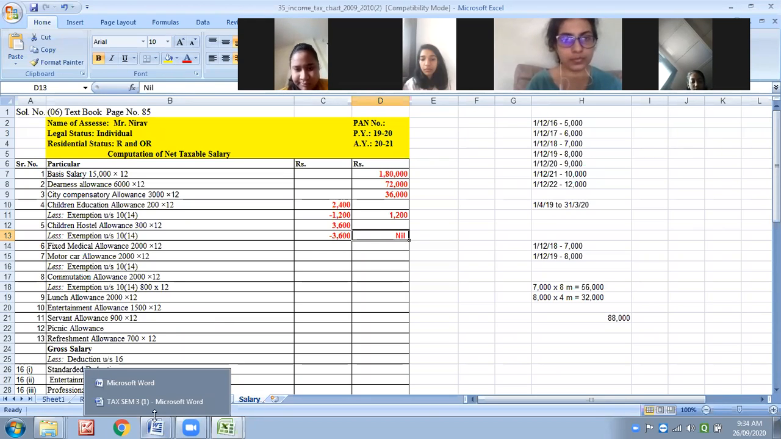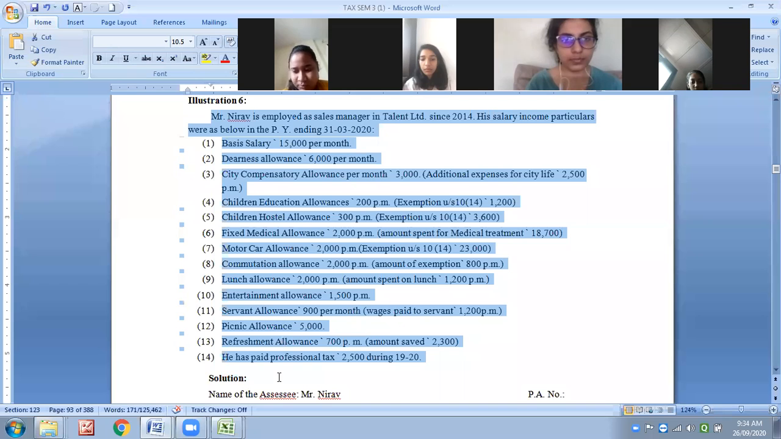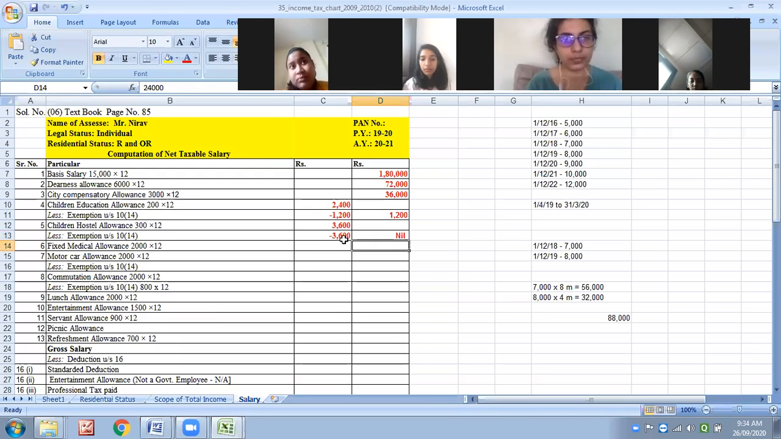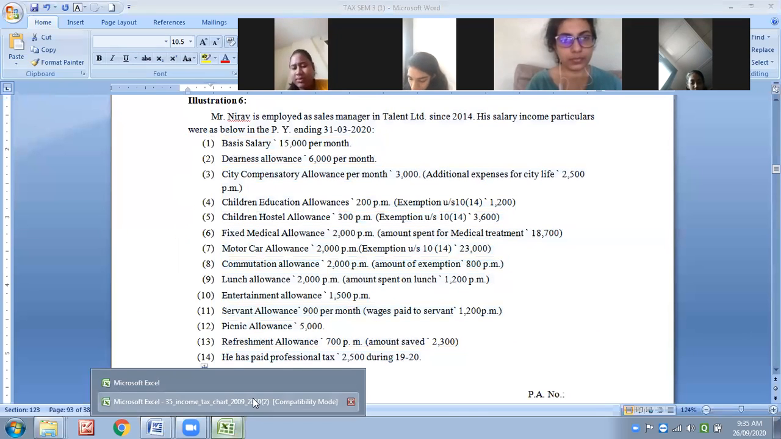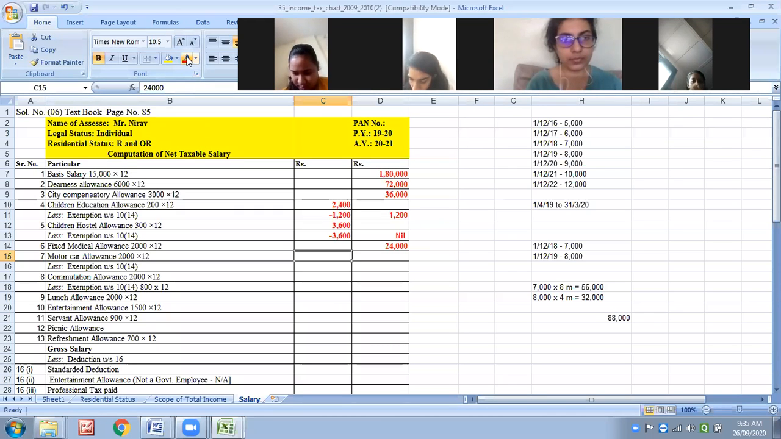Next was fixed medical allowance, 2,000. So per annum it will be 24,000. Superb. Next one was motor car allowance. Again 2,000, and exemption is 23,000. So per annum, again it will be 24,000. Exemption 23,000, taxable 1,000. Absolutely right. So I hope you know how to write in inner column and what to be written on outer column. It's very simple. You should know what to add and what to deduct, and add the entire value, you will get 15 out of 15.